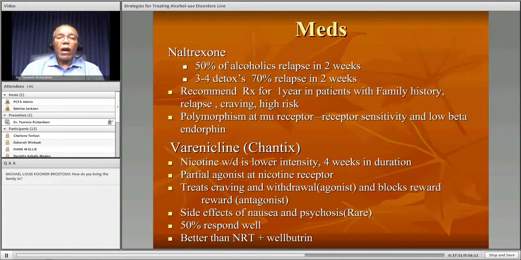Now, the reason these medications are significant, if you do not use medication, 50% of alcoholics will relapse in 2 weeks. If they've had 3 to 4 detoxes, 70% will relapse in 2 weeks. We recommend treatment for 1 year, especially in patients with a family history of addiction, with a relapse history, or cravings. These are all patients that are at high risk for returning to drug use, and medications are almost mandatory if you want to help them. And Chantix, as I mentioned previously, is for nicotine. It's very effective, but it has a lot of side effects, and we can talk about some of those in the question and answer period if people have questions.